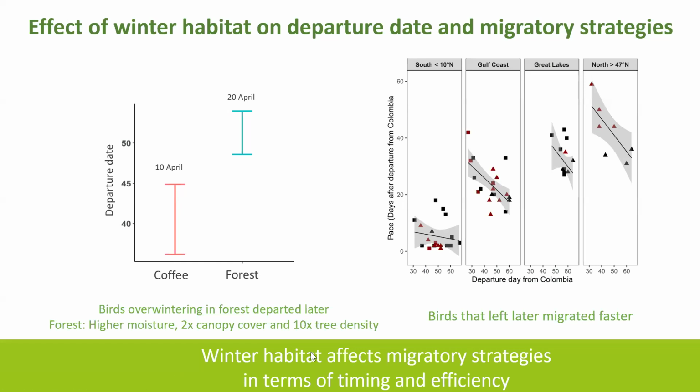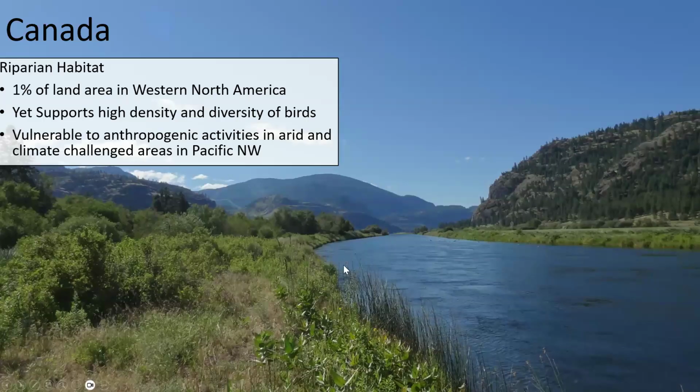So this is a new observation that we found in migratory strategies, because what was widely accepted was the opposite, that the birds in the best habitats leave first, and they arrive first to the breeding sites in North America, therefore having a higher success in breeding. But we found that those that spend winter in the forest can catch up with birds that left earlier from the coffee plantations. So from Colombia, we're going to travel to Canada.